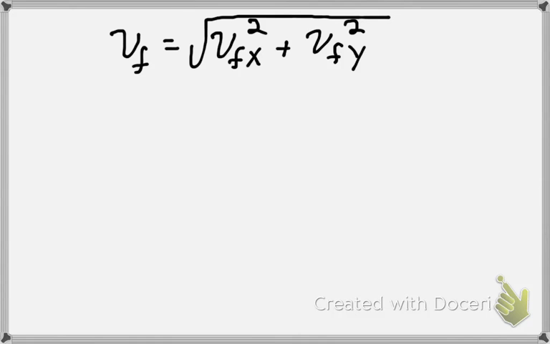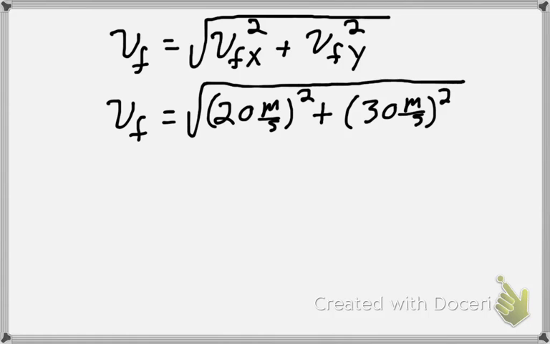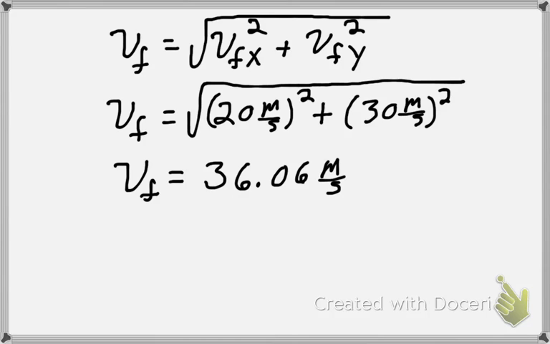So let's calculate our speed as we strike the ground. So we will have, in the x direction, 20 meters per second. The entire thing is squared. And then we have 30 meters per second. That entire thing is squared. Make sure it's all inside the radical. And do not put a negative in front of this, because the angle is what will give us our direction. So the speed part of the velocity is 36.06 meters per second.